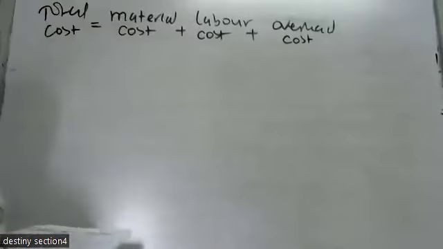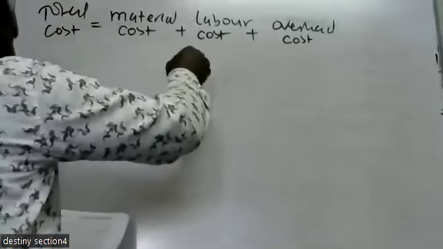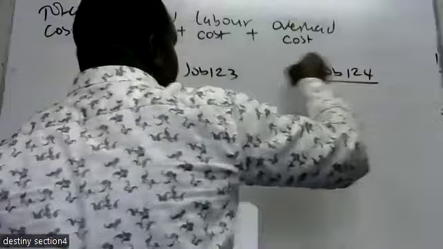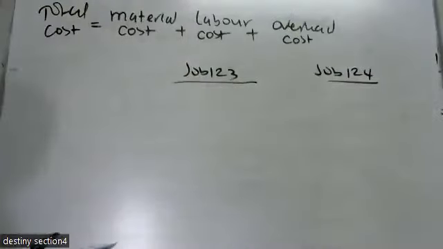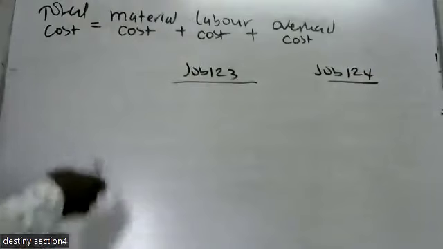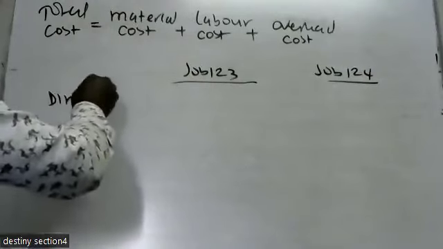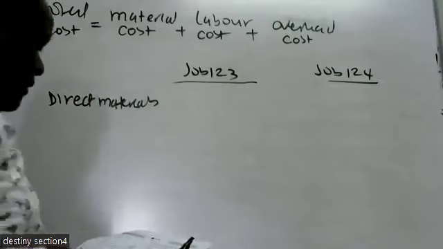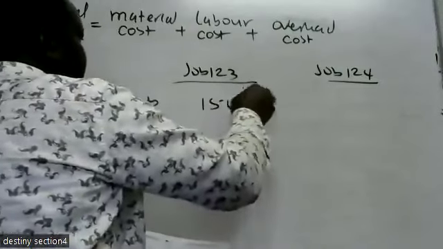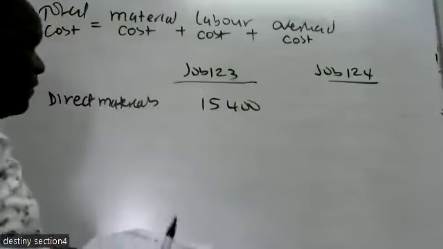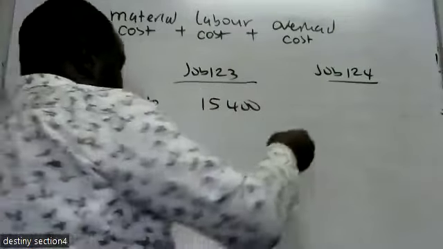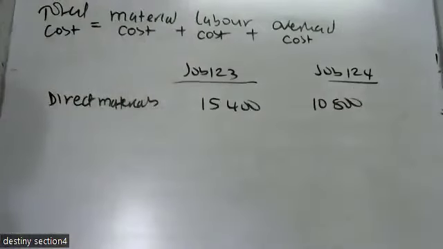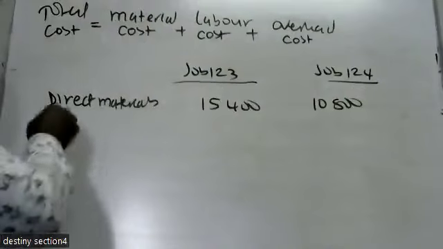So there is job one. You start off with the material costs, or simply the direct materials. This one was given. The other one is what? 10,800.